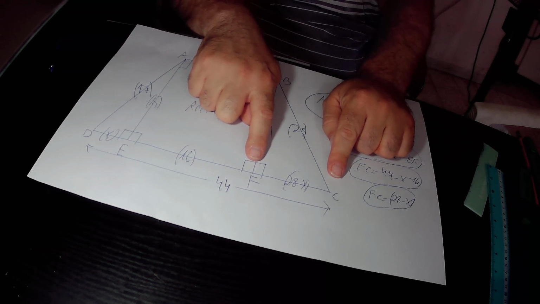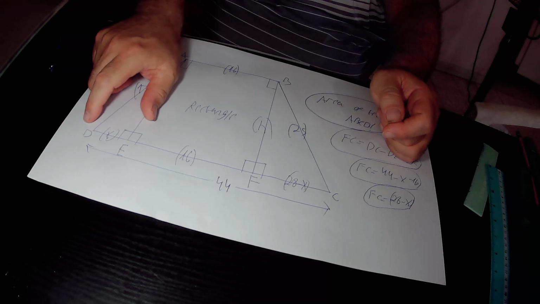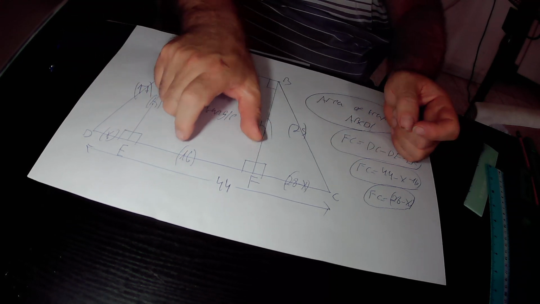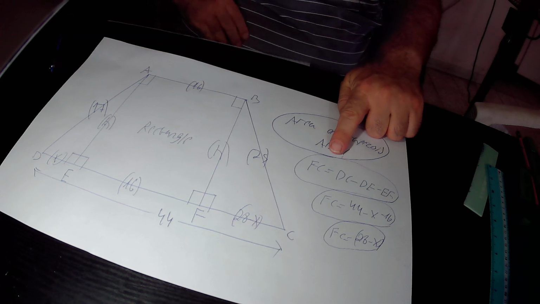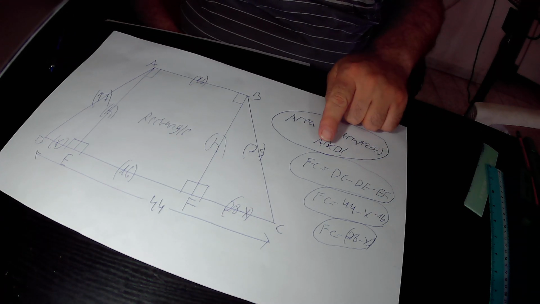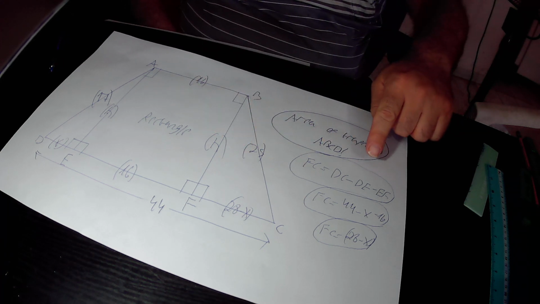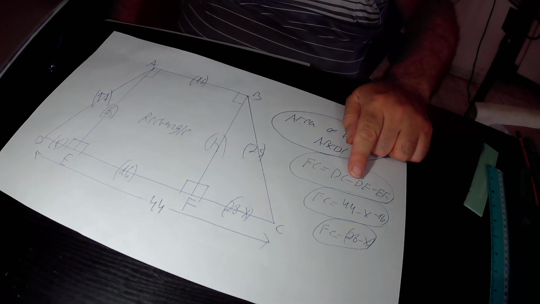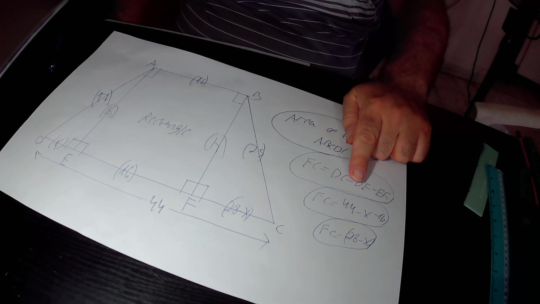From the drawing, it is very easy to see that FC in total is equal to DC minus DE minus EF. Again, FC equals DC minus DE minus EF. So FC equals DC, that is 44, minus DE, that is x, minus EF, that is 16. So in total, FC equals 44 minus x minus 16.